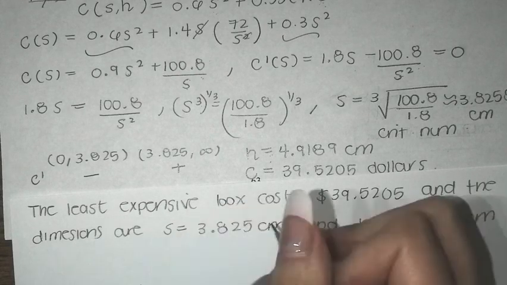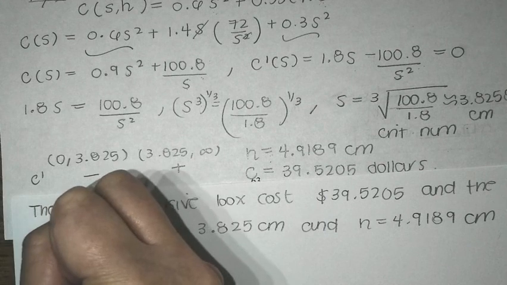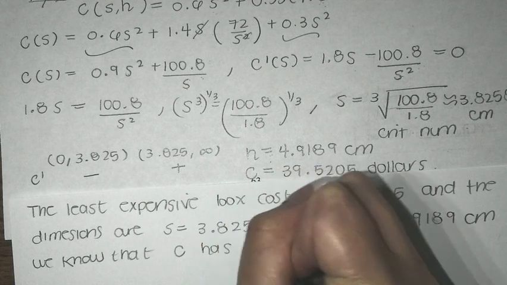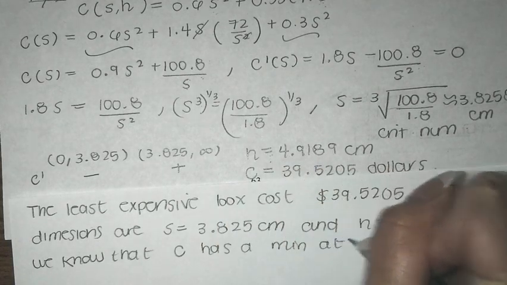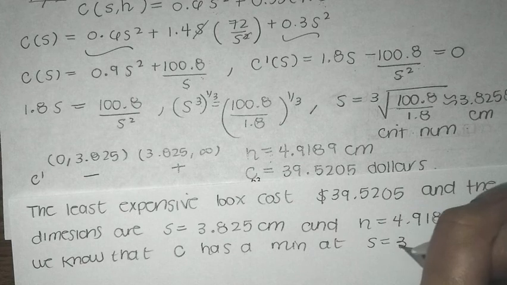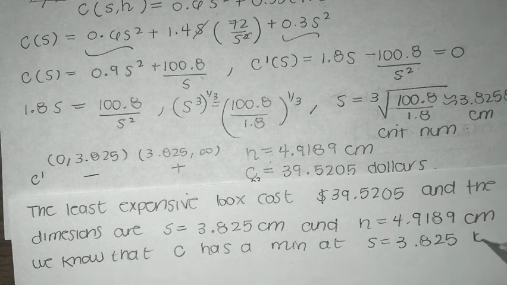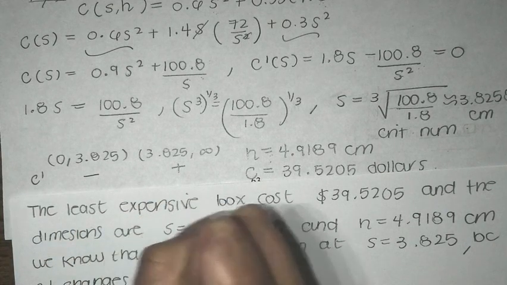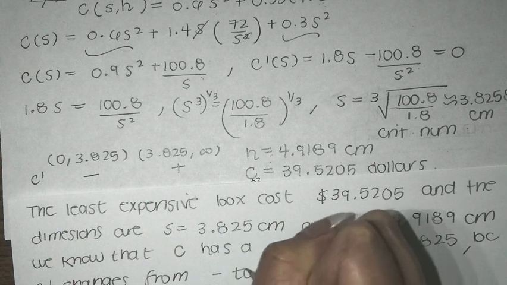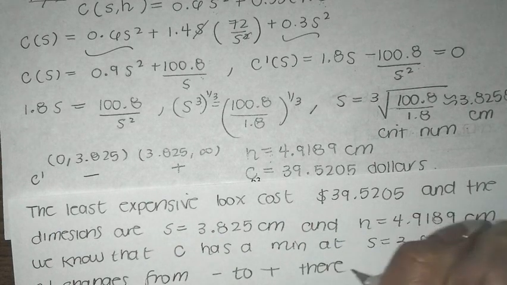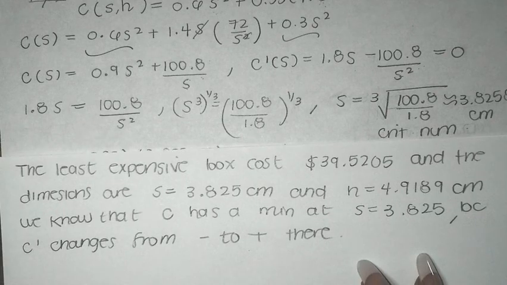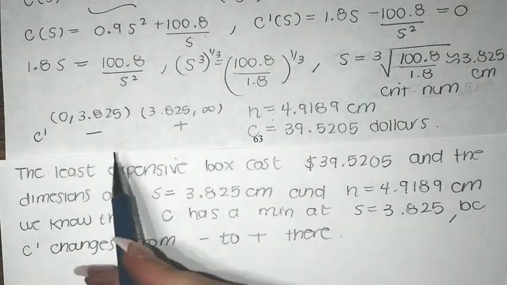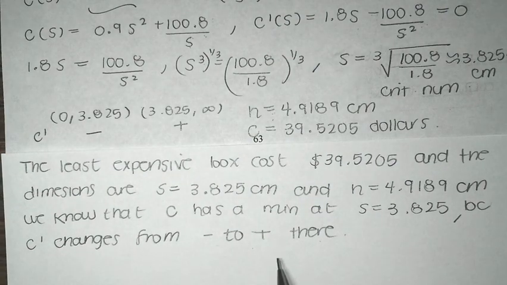We know that C has a minimum at S equals 3.825 because C prime changes from negative to positive there, and that one is pretty much you stating your first derivative test, okay, and that comes from the table. So that's what we have for this problem, and that's pretty much it.